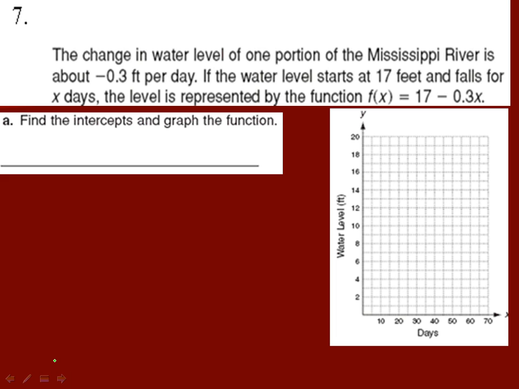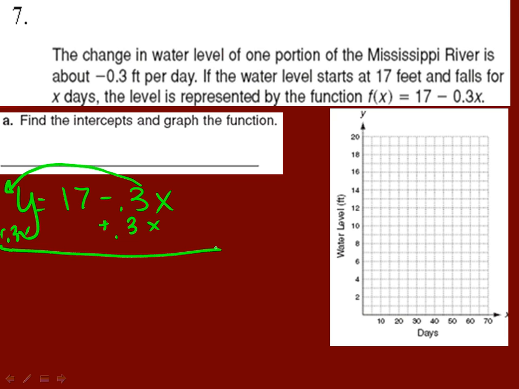Okay, number 7. We have a change in water level of one portion of the Mississippi River. So it's receding, which means it's going down. The formula is, I'm going to change it to a y. y equals 17 minus 0.3x. That's not standard form. Remember, standard form, the x has to be over here in front of the y. So if it's negative, what do I have to do? Add it. Okay, so now I have 0.3x plus y equals 17.